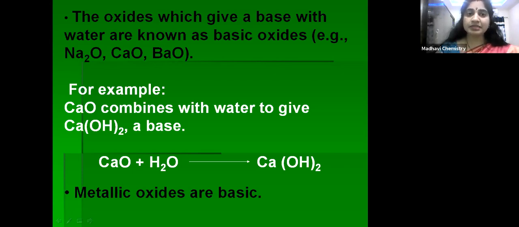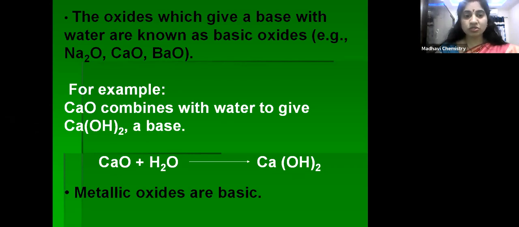Why are they basic in nature? When they combine with water, they give base. For example, calcium oxide, when it combines with water, gives calcium hydroxide. So CaO plus H2O gives rise to Ca(OH)2. So Ca(OH)2 is a base. That's why calcium oxide is a basic oxide.